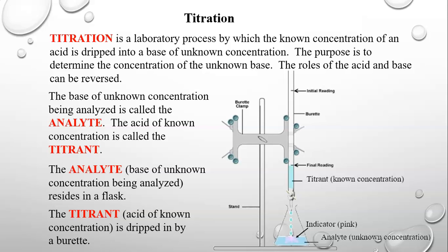The base of unknown concentration being analyzed is called the analyte. The acid of known concentration is called the titrant. The analyte, that's the base of unknown concentration being analyzed, resides in a flask. So you see the diagram over there on the right. The titrant, the acid of known concentration, is dripped in using a burette. That's the long glass tube that you see there.